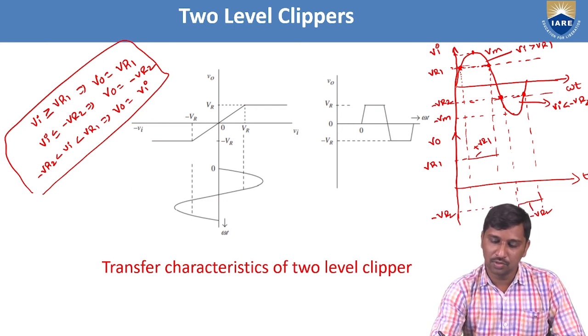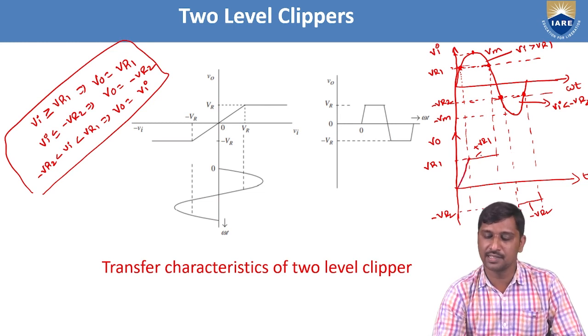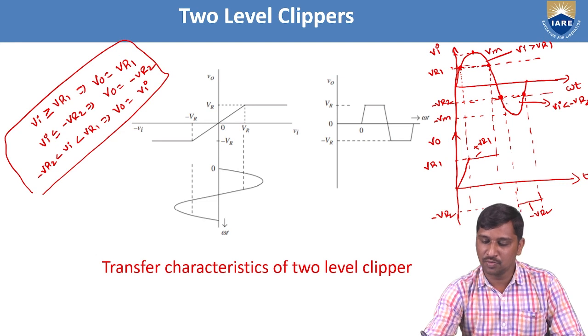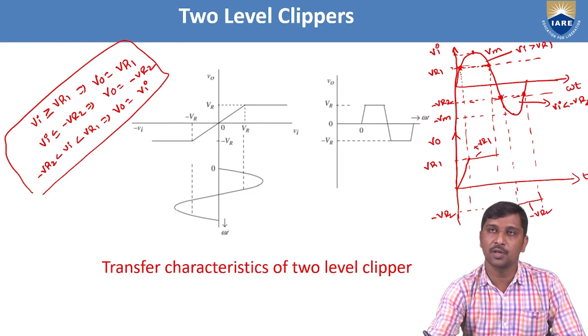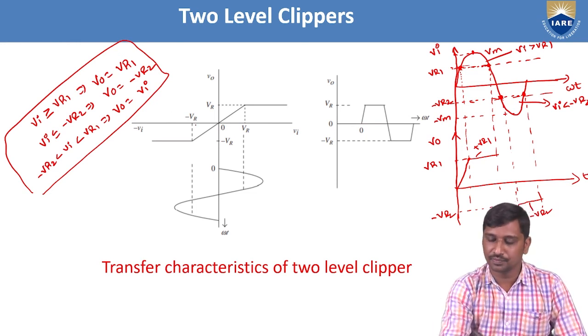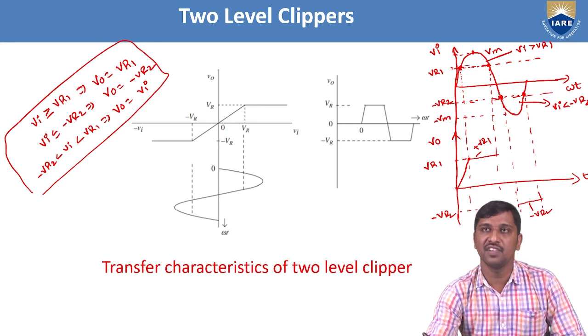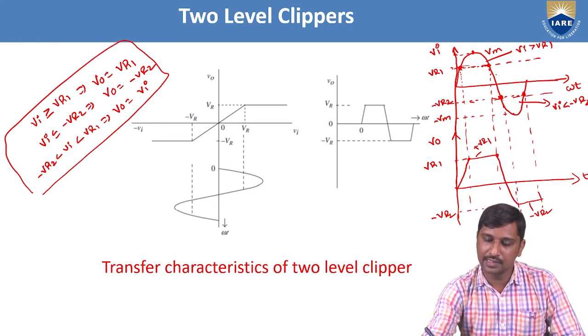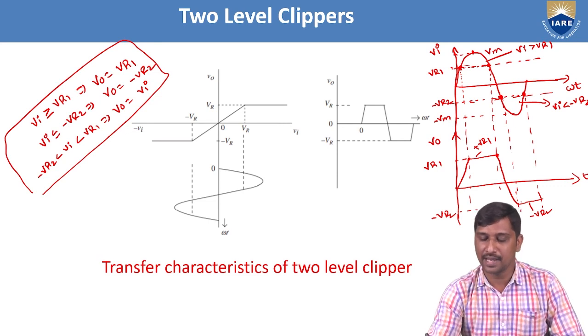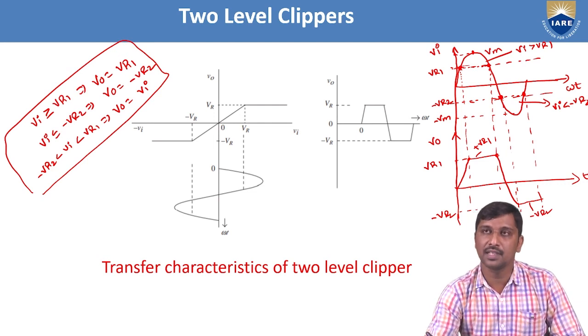So from 0 to this VR1, the output is Vi. Hence, it is the same linear signal. Again, from this VR1 to minus VR2, if my input signal lies between VR1 and VR2, the output is represented as Vi. It means the way the input is going, the same way we need to take the output signal. Hence, from this node to minus VR2, the input signal is linearly decreasing towards minus VR2. So the output voltage is also linearly decreasing from this VR1 to minus VR2.